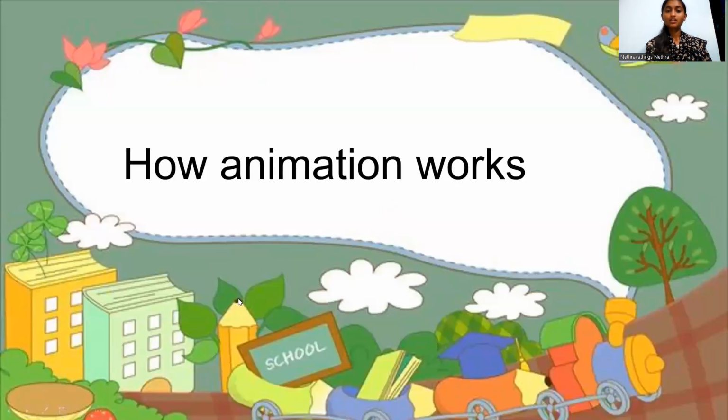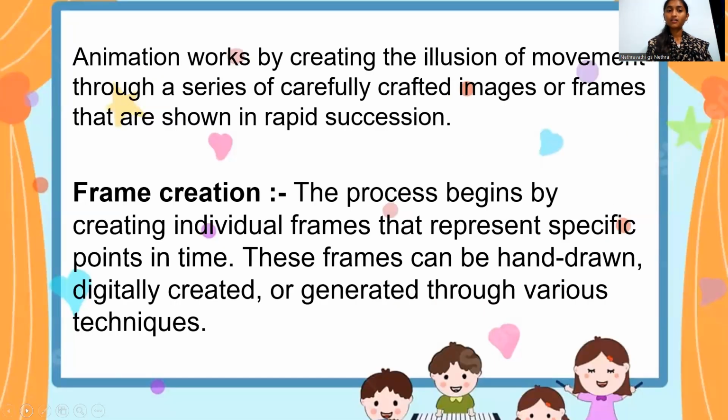And next, let's come to how this animation works, and what the major steps are that we have to take to make this animation work. Animation works by creating the illusion of movement through a series of carefully created images or frames that are shown in rapid succession. First is frame creation. The first step is the creation of frames.